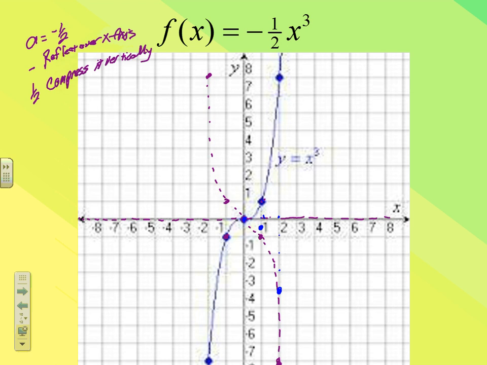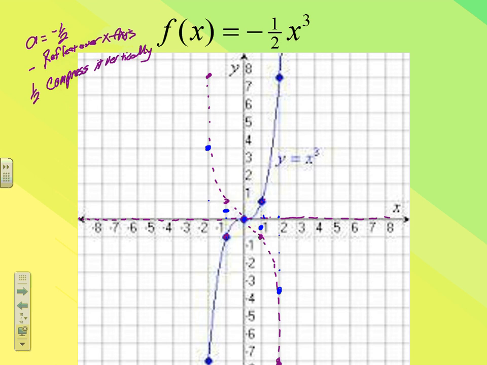And we're going to repeat the same process on the other side. Here, on the parent function, if I go to the left once, I go up 1 whole space. Well, now instead of going to the left once and going up 1 whole space to get to the reflected point, we're only going up half as much. We're going to do it as well here. Instead of going up 8 spaces, I'm only going to go up 4 spaces.